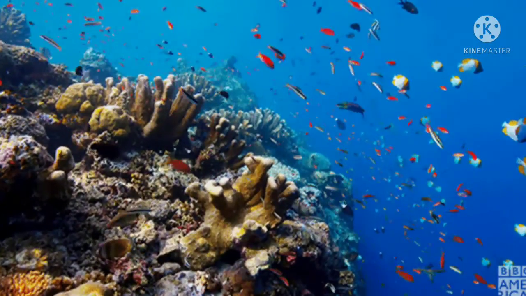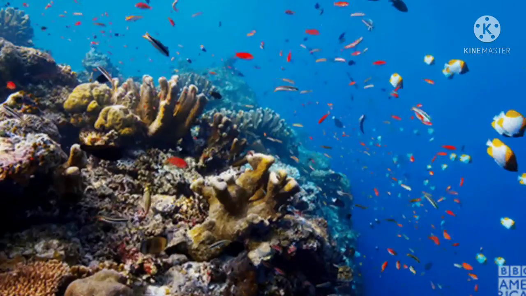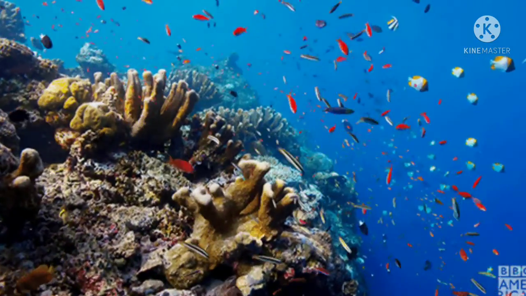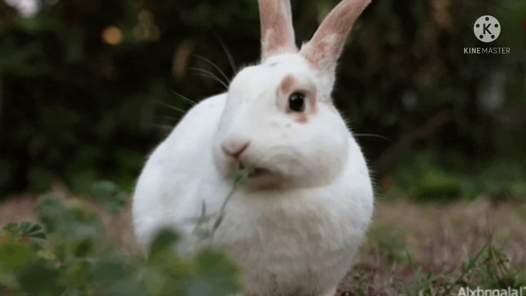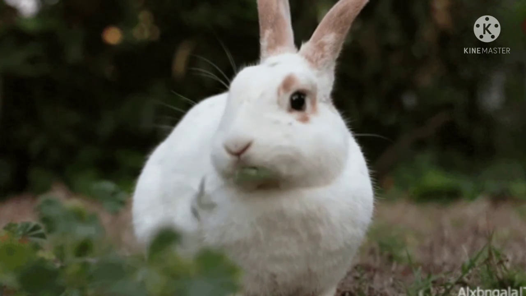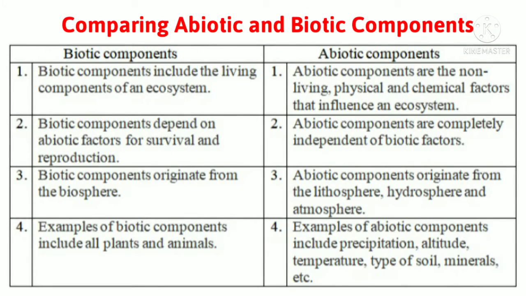Biotic and abiotic components of an ecosystem work hand in hand to maintain balance in our environment. Without the abiotic components, living things cannot survive. Organisms depend on both the biotic and abiotic components in the environment. Let's summarize the difference between abiotic and biotic components using this table.